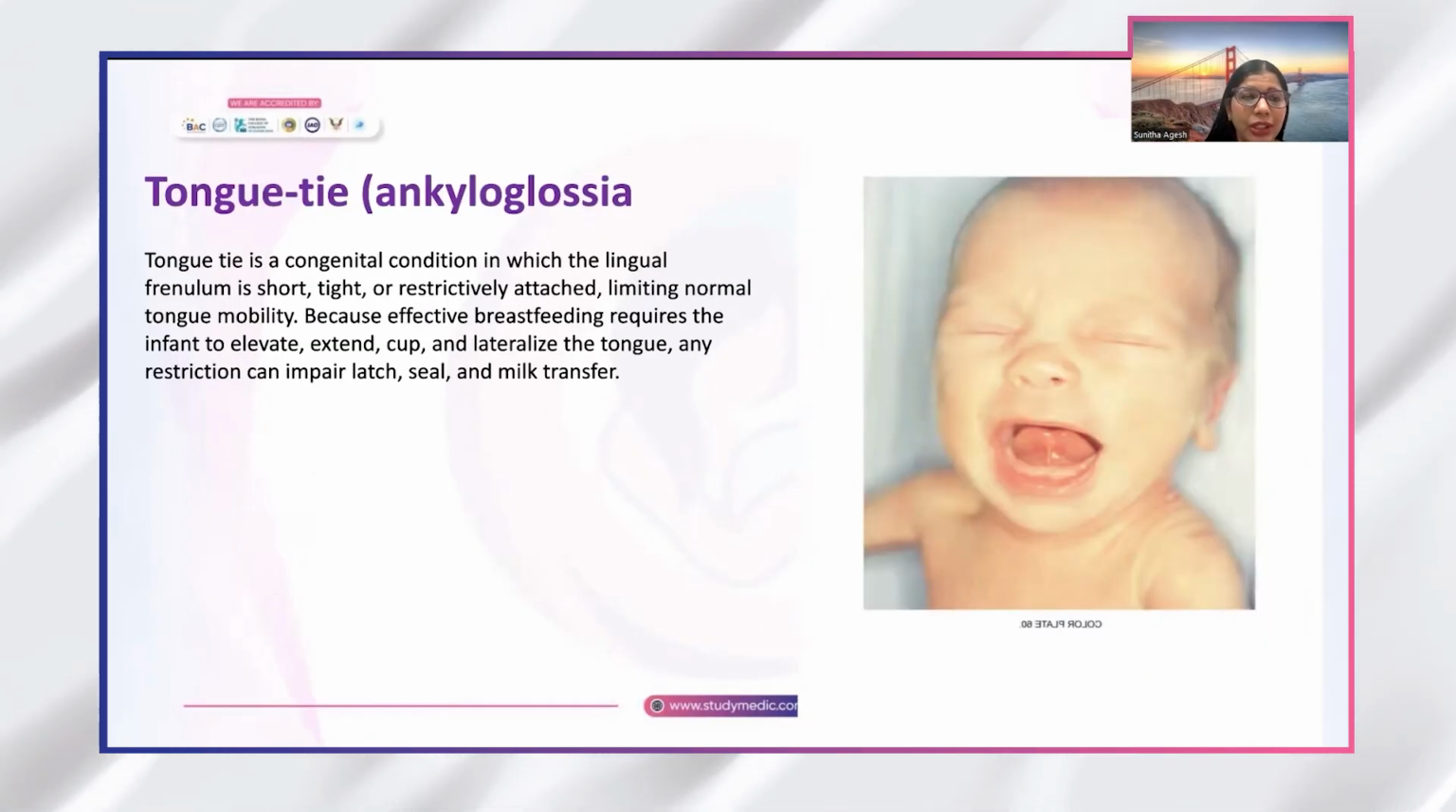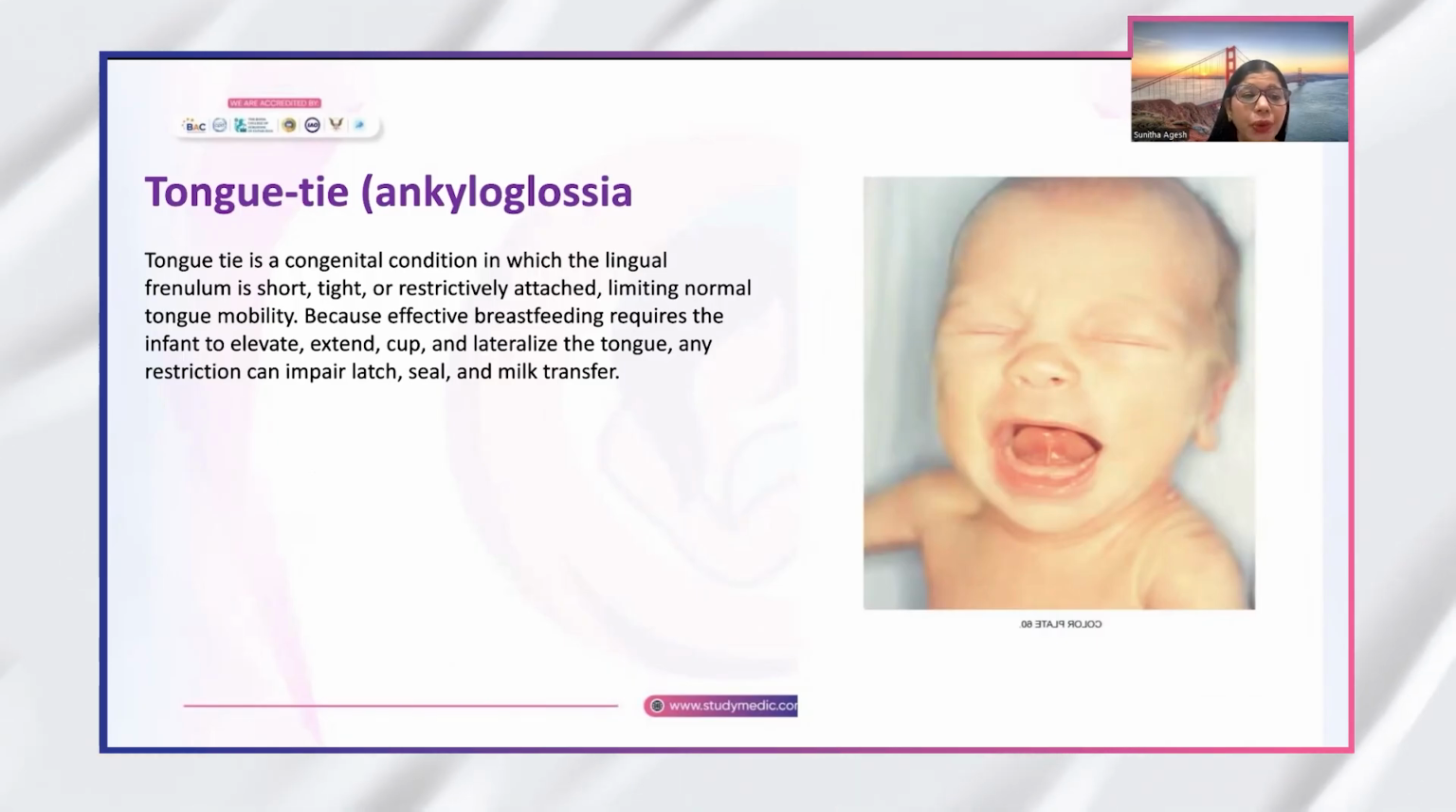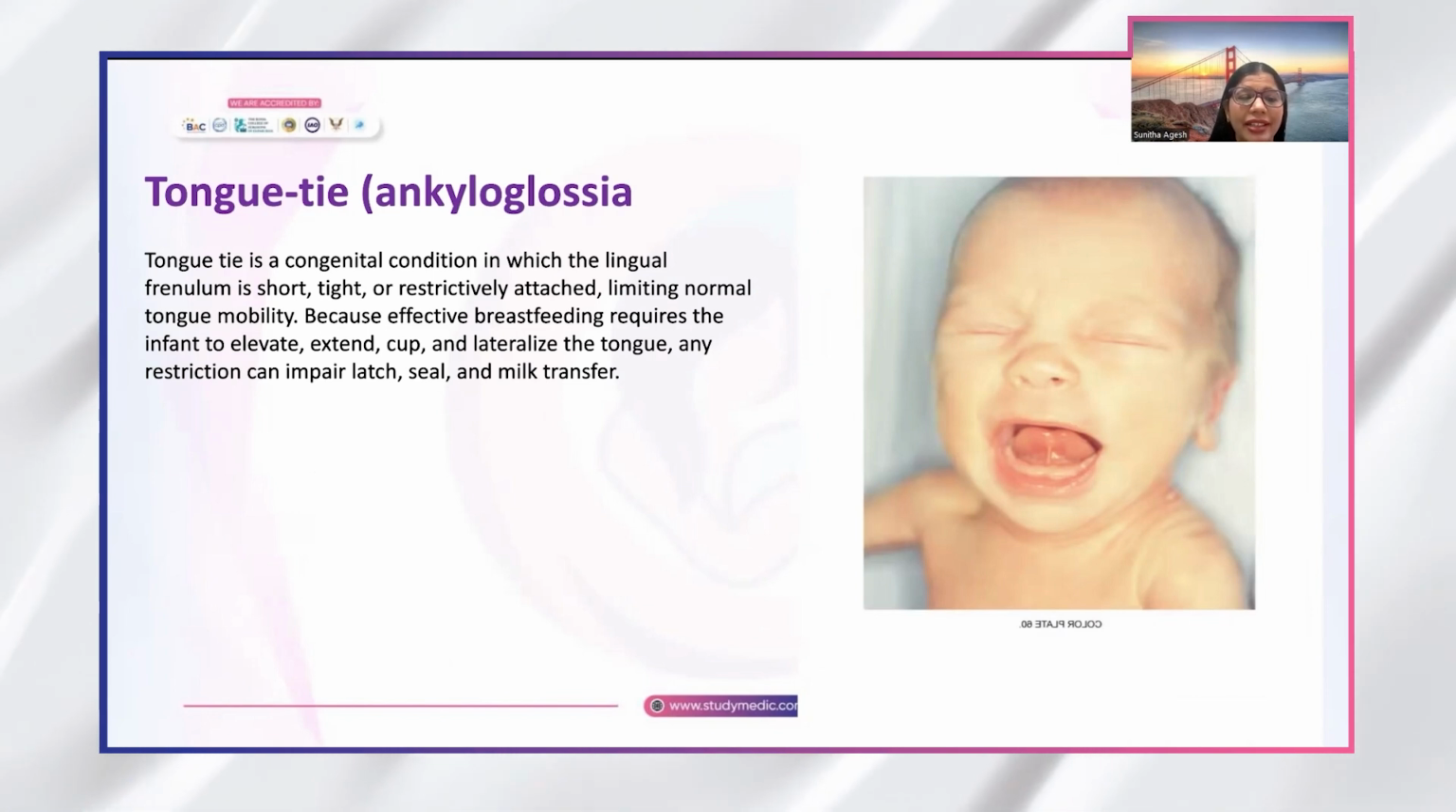So next one is tongue tie. Tongue tie is a congenital condition in which the lingual frenulum is short, tight and restrictively attached. This will cause limiting of normal tongue mobility, because effective breastfeeding requires the infant to elevate, extend, cup and lateralize the tongue. Any restriction can impair latch, seal and milk transfer.